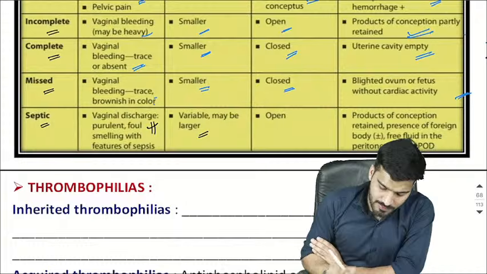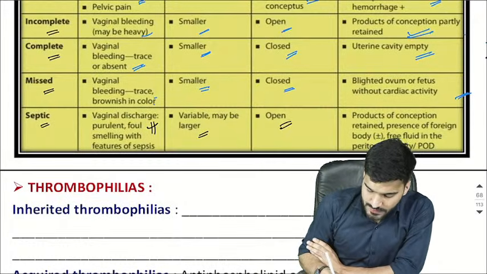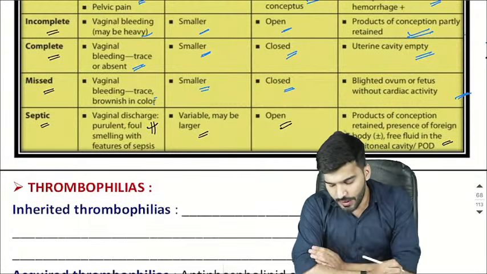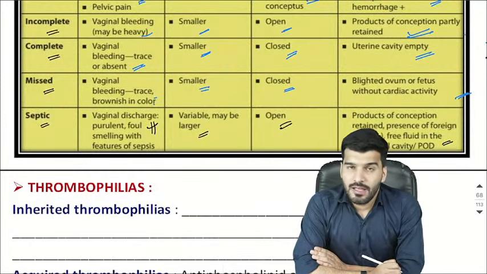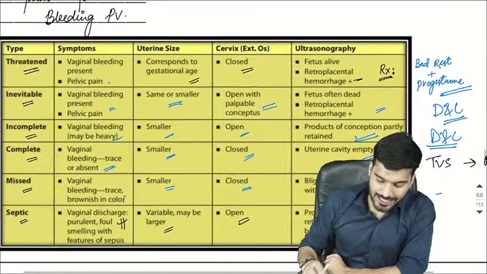Size of the uterus will be variable. It may be larger as well due to the infection and inflammation. The os is open and the products of conception will be retained. There is the presence of a foreign body and there is free fluid in the pouch of Douglas or the peritoneal cavity. That is all about the types of abortion.